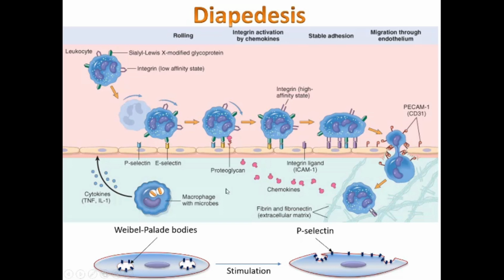The P-selectin, when it appears on the cell membrane during this diapedesis, actually we have this cell membrane protein within granules called Weibel-Palade bodies within the endothelial cells. After stimulation, we have exocytosis of these granules, and after exocytosis, these proteins appear on the cell surface.